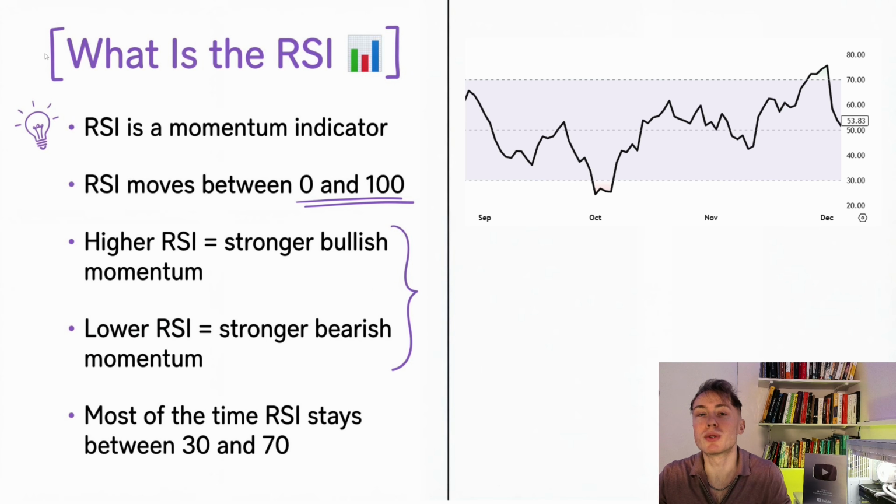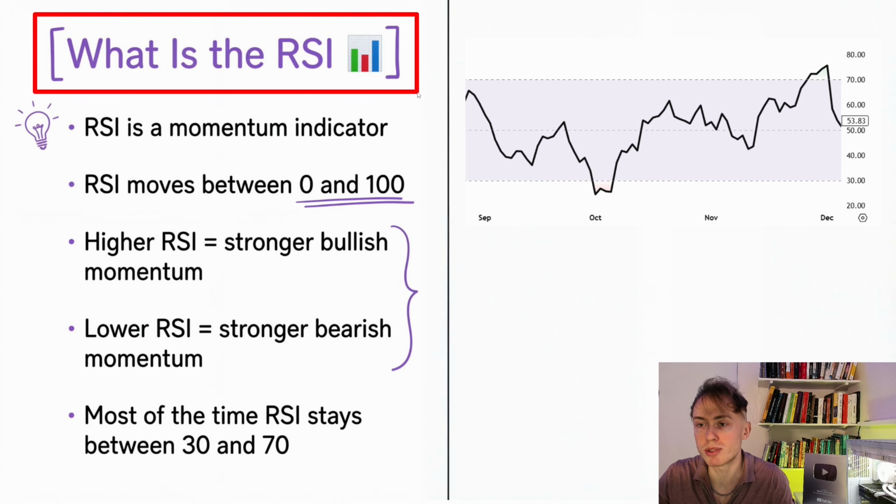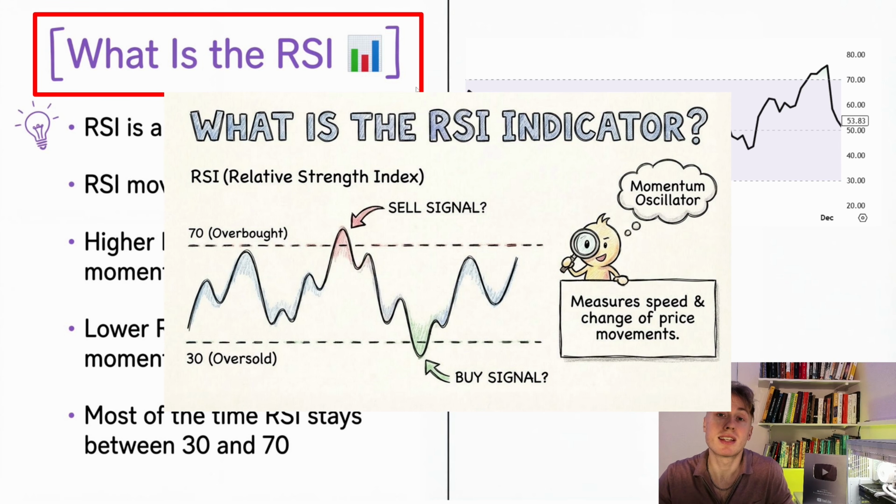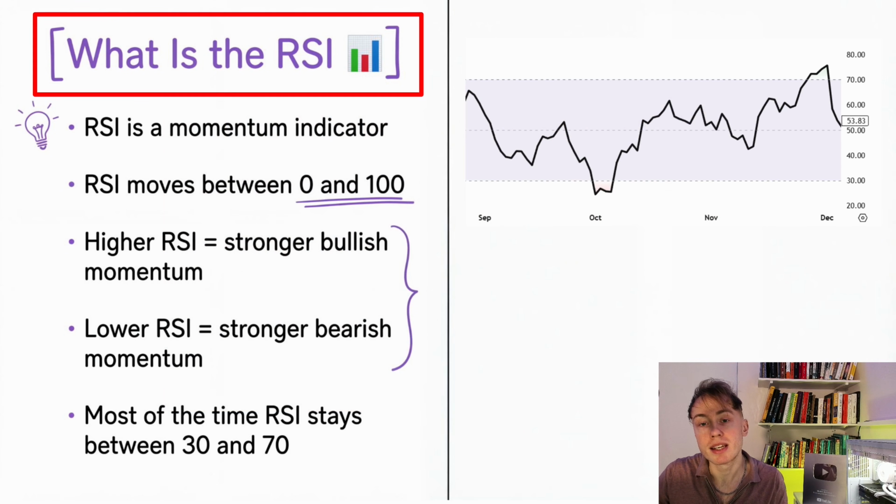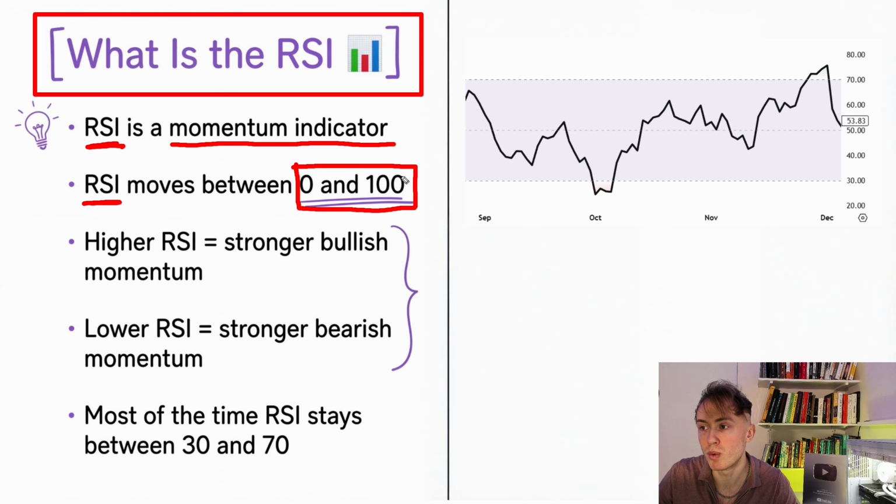Now we need to take a look at what the RSI is. What is the RSI indicator? Well, the RSI, or in other words, the relative strength index, is a momentum indicator. The RSI measures the speed and direction of the price. And the RSI itself is a line that moves between 0 and 100.